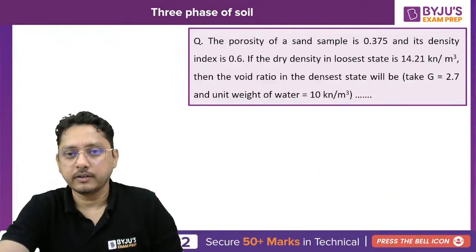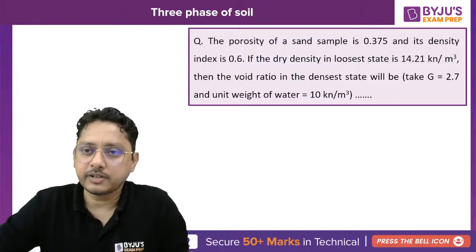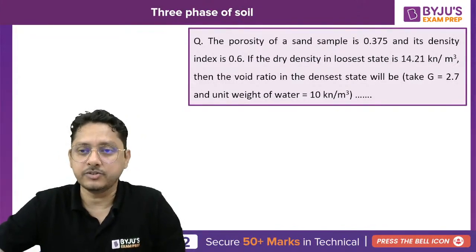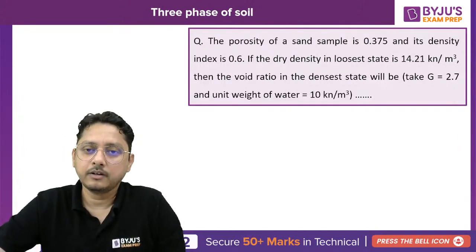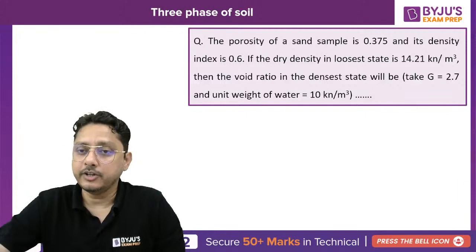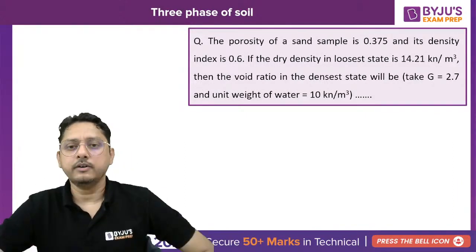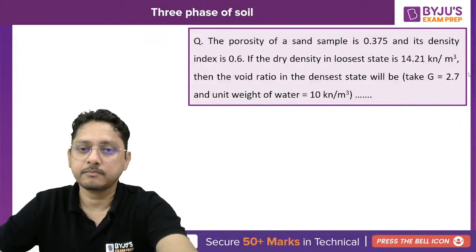Can you solve this one? The porosity of a sand sample is 0.375 and its density index is 0.6. If the dry density in the loosest state is 14.21 kilonewton per meter cube, then the void ratio in the densest state will be. He's asking what is the void ratio in the densest state.